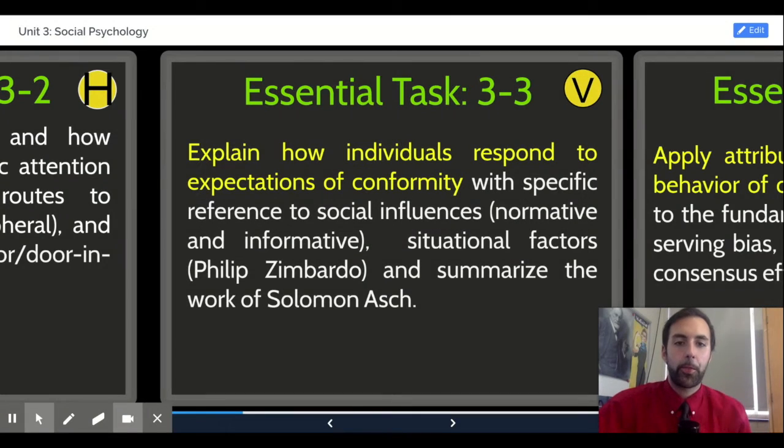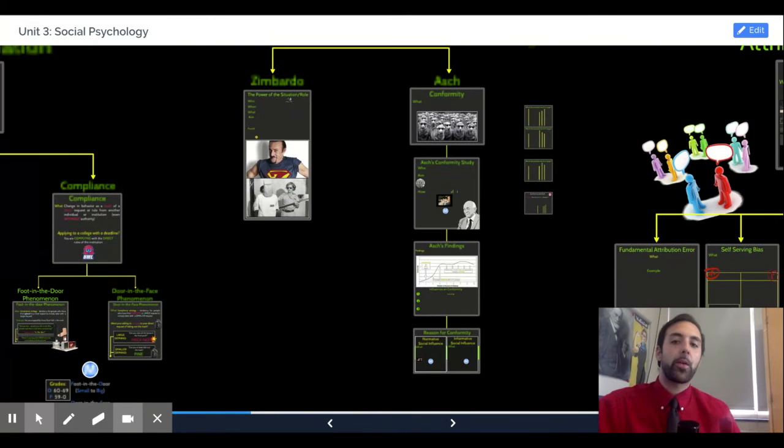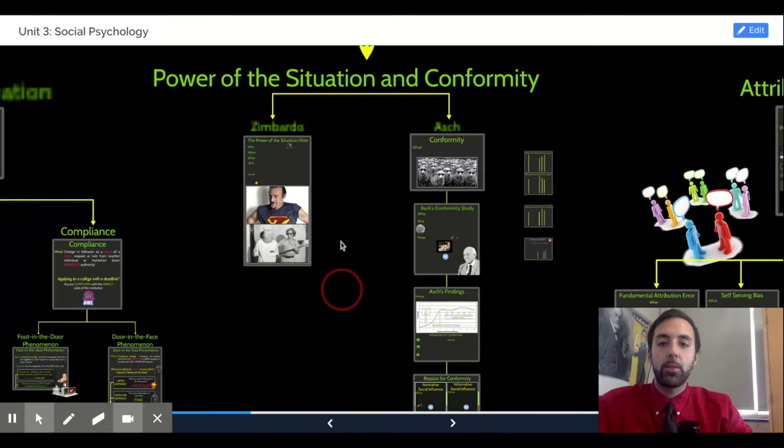In Essential Task 3.3, we are going to continue talking about social psychology and introduce a series of studies, both partially regarding the concept of conformity, one very much considering the concept of conformity, one that could involve degrees of conformity depending on how you interpret it. But we're going to be talking in Essential Task 3.3 about the work of Philip Zimbardo and Solomon Asch.